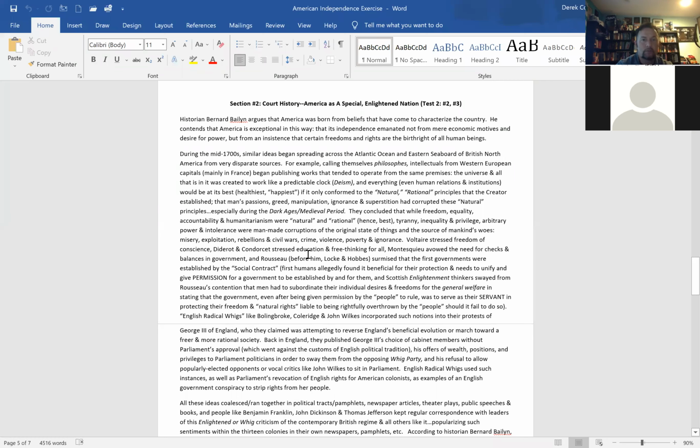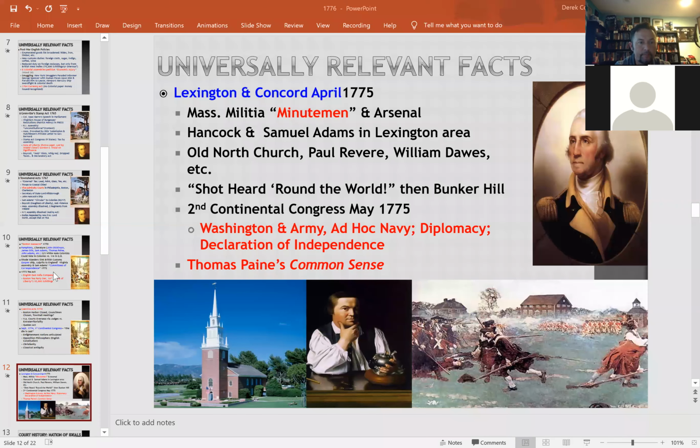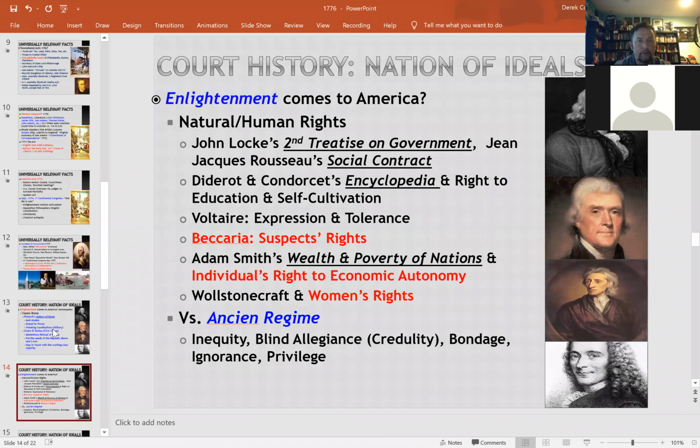Number two, court history. America as a special, exceptional nation. So the role of the Enlightenment. I'm sorry if this is getting frustrating for you, but I'm going to move back to the PowerPoint. Enlightenment. John Locke in his second treatise on government.